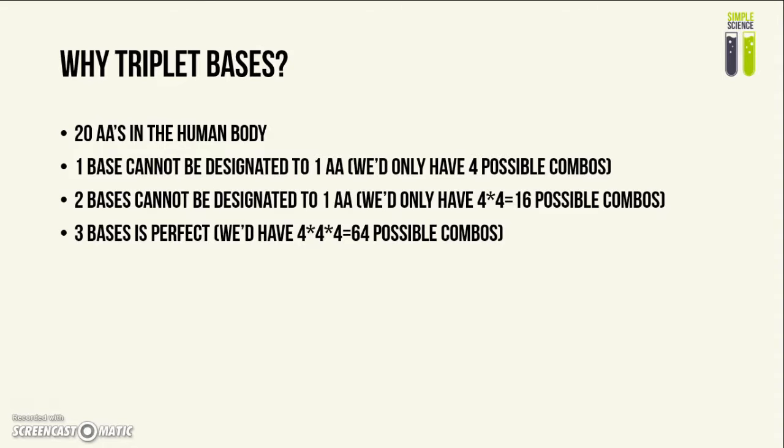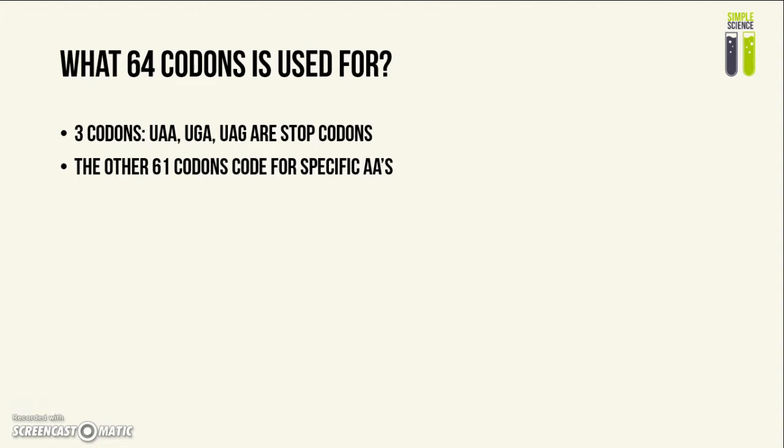There are 20 amino acids in total in the human body, so one base cannot be designated to one amino acid since we'd only have 4 possible combinations, thus 4 amino acids, which is not sufficient. The same case applies for 2 bases. We'd only have 4 times 4, or 16, possible combinations, which is also not sufficient. However, if we have 3 bases, this is perfect because we'd have 4 times 4 times 4, which is 64 possible combinations. Because the number of possible combinations is greater than the number of amino acids actually needed, you might be wondering, what are the 64 codons used for?